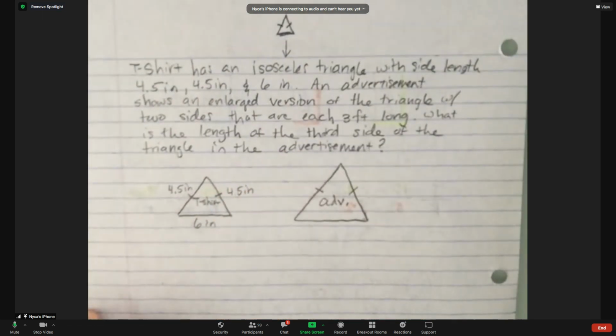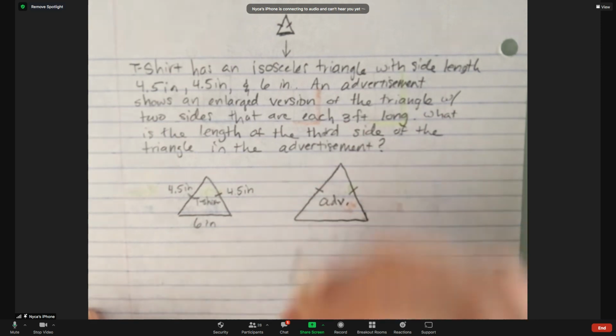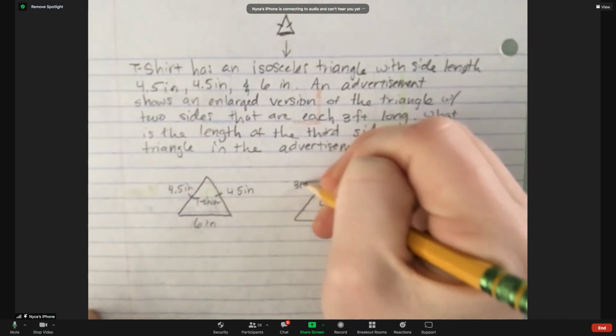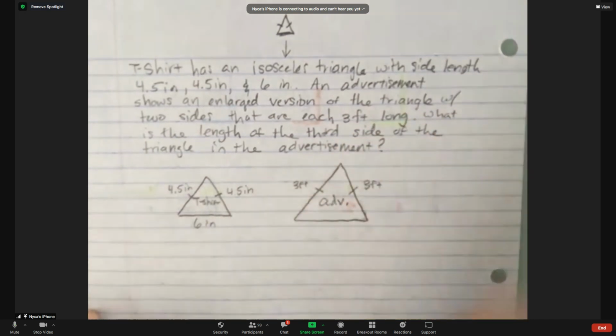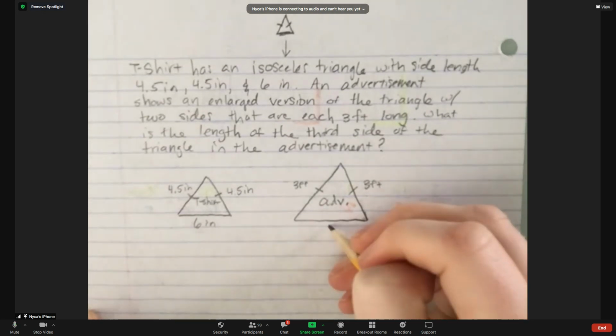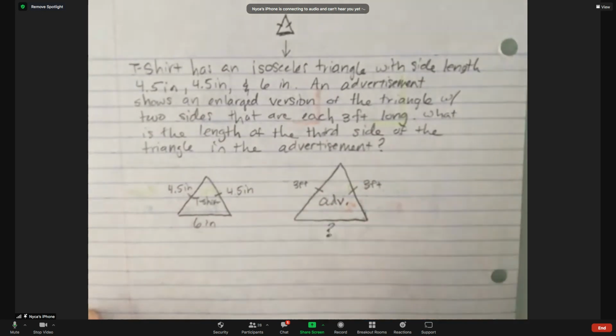All right. Then they tell you that the advertisement now is going to be 3 feet long. So each of the sides are 3 feet long. Two of them. So these have to be the same. 3 feet, 3 feet. And then it says to find the length of the third side. So we have to figure this piece out right here.